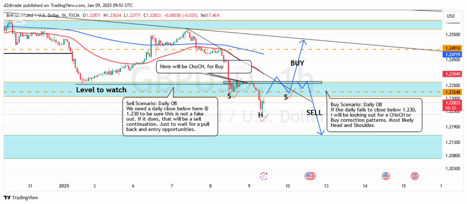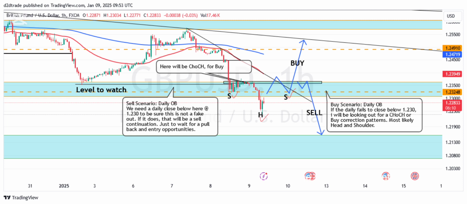Key observations. Trend. The chart shows a downtrend with lower highs and lower lows. However, the highlighted 1.230 zone acts as a critical support level. Change of character, CHoCH, a potential reversal signal where the market shifts from bearish to bullish. This is marked on the chart near the 1.236 level.